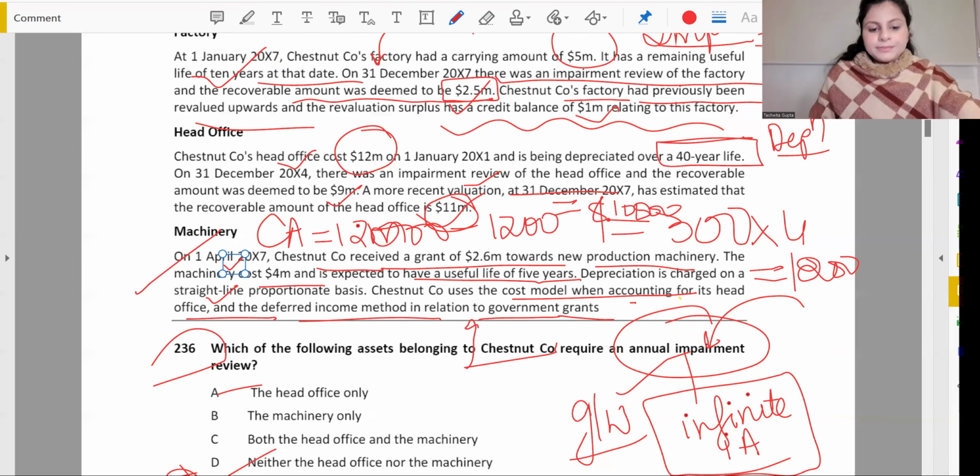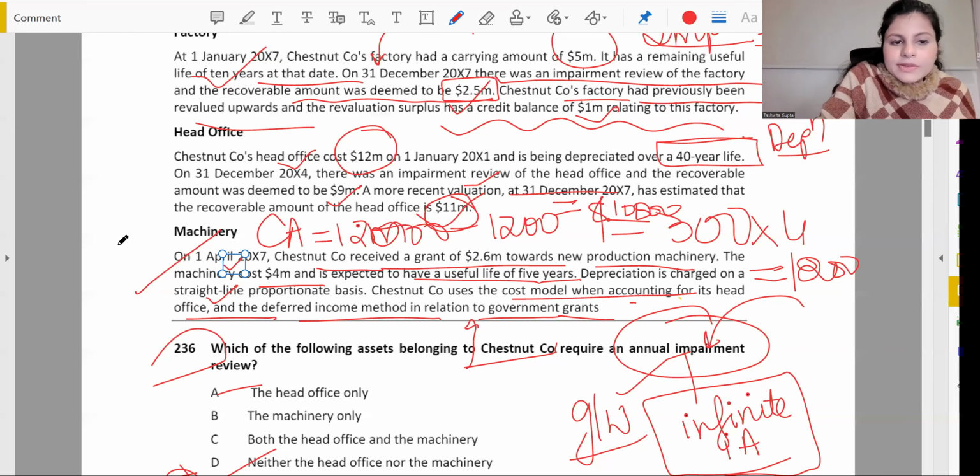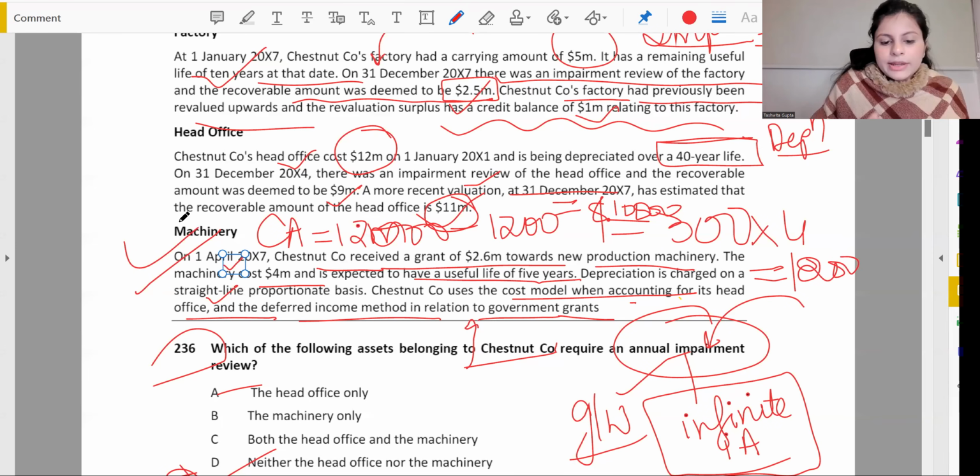Yes. Have we tried? What are we going to do for this question? We have received a grant of 2.6 million. And when have you received it? 1st April. What is your year end? Your year end is 31st December.